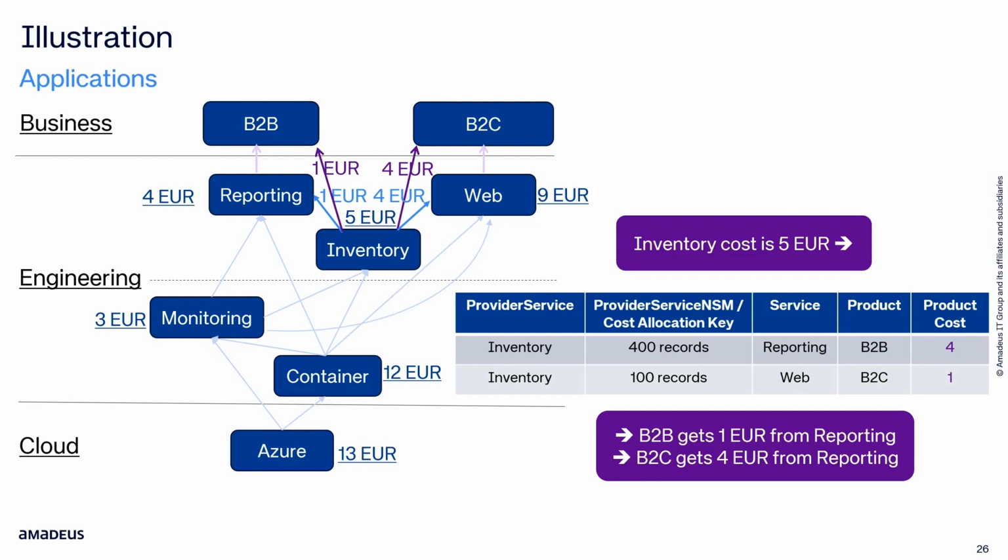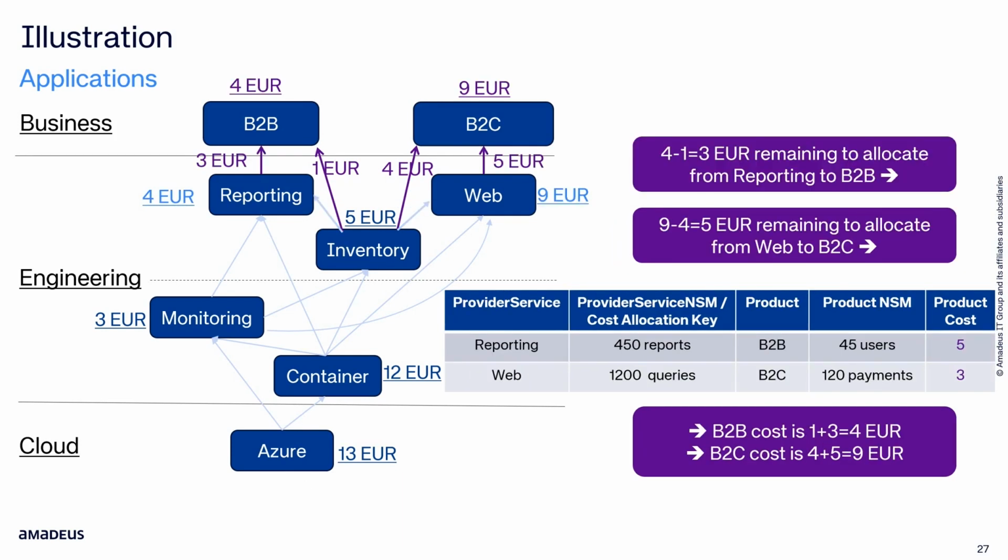Inventory was called by reporting in the context of the B2B product. Thus, inventory allocates to B2B the same amount, which is 1 euro. In the same way, inventory was called by web in the context of the B2C product. Thus, inventory allocates to B2C the same amount, which is 4 euros.